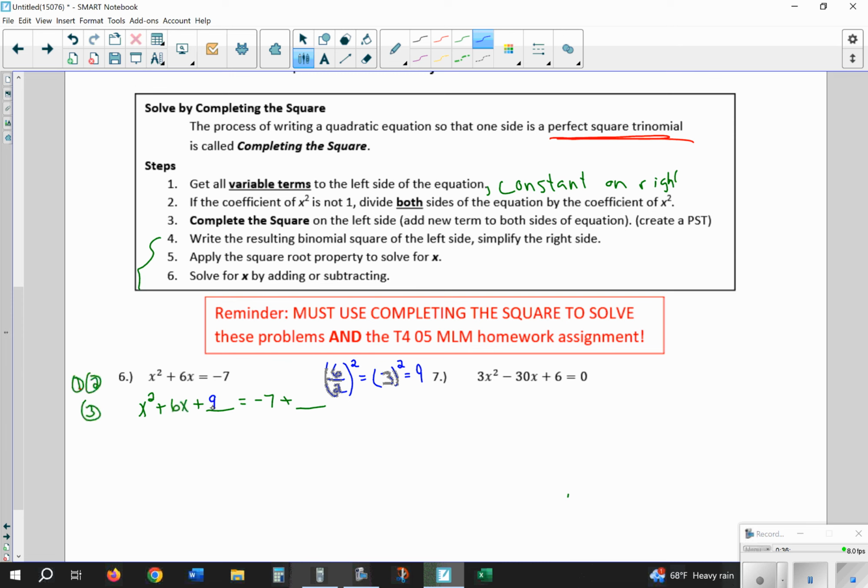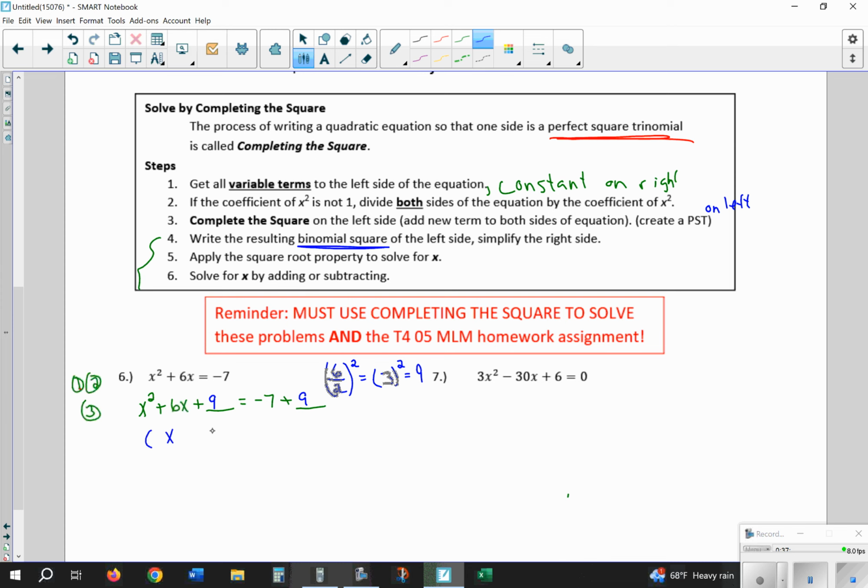So when I add it on the left side, that side's now a perfect square trinomial. Added on the right side, I've kept my equation balanced. So complete the square on the left side, and what that means is add that new term to both sides of the equation, and that creates that perfect square trinomial on the left. So that we now want to write the resulting binomial square.